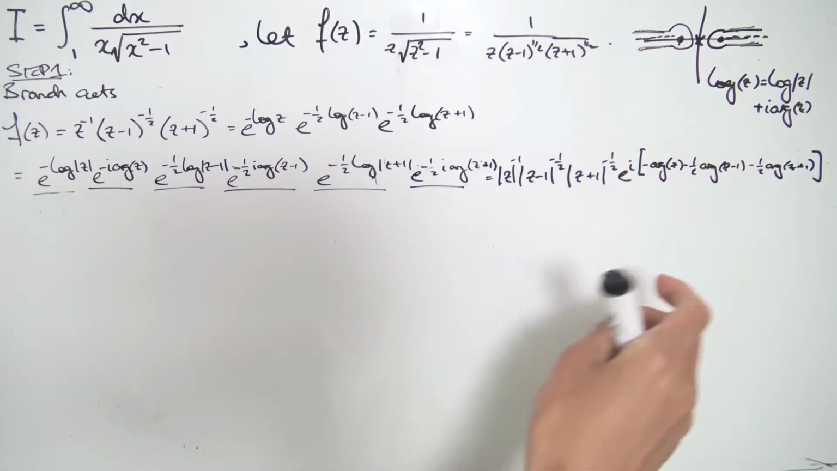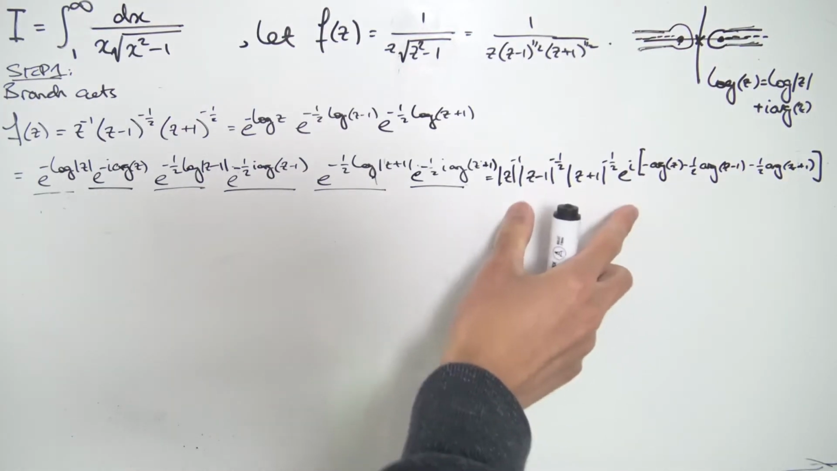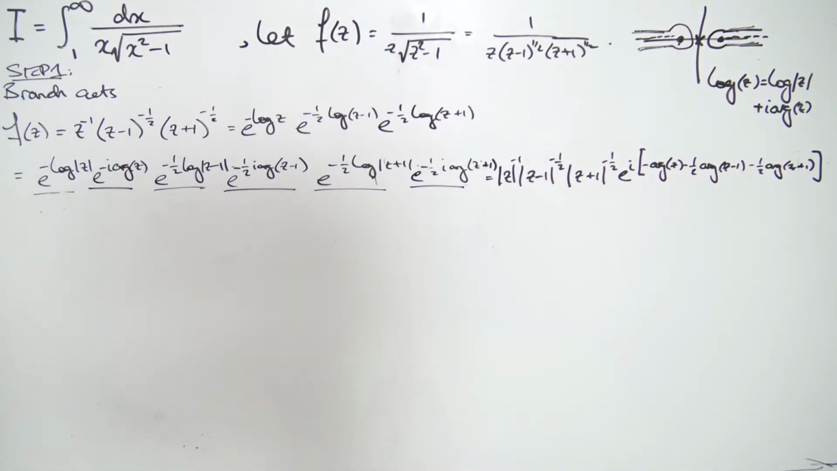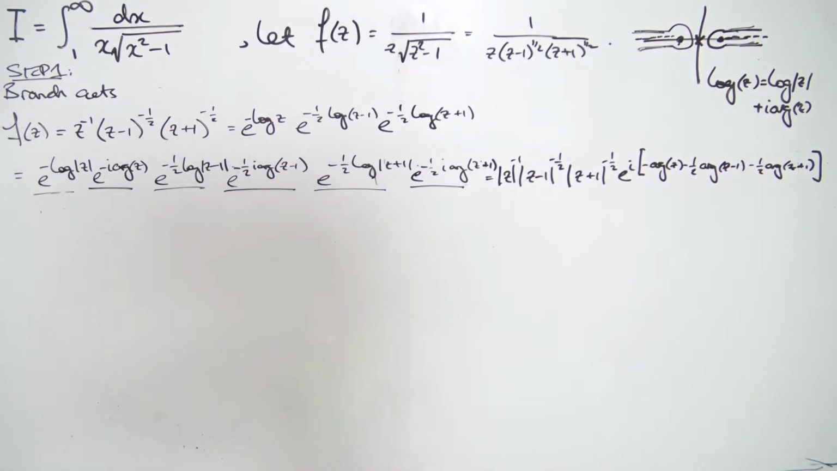Okay, so basically what we have now is a polar decomposition of our function. Modulus, arguments. Now, what we want to do is select specific branches for each of these argument functions.